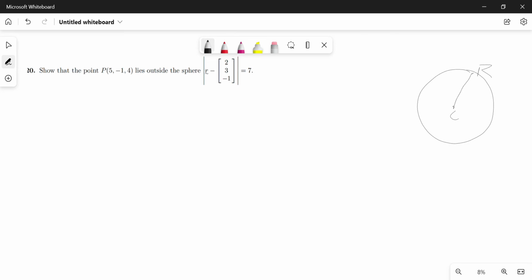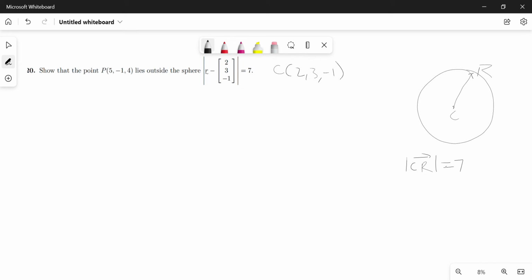So we've got a vector, let's say CR, and the distance of that, of course, is the radius of the sphere, which in this case we're told is 7. Now we've got the center point 2, 3, minus 1. So we know the center here is 2, 3, minus 1, and the radius is 7. We know that.